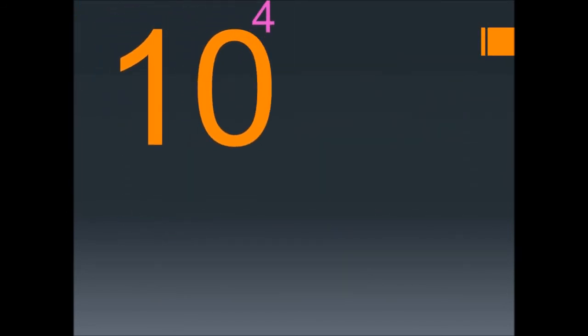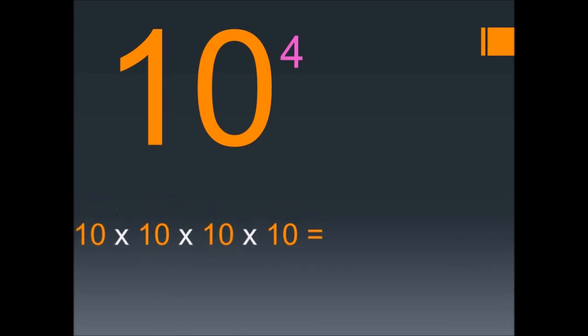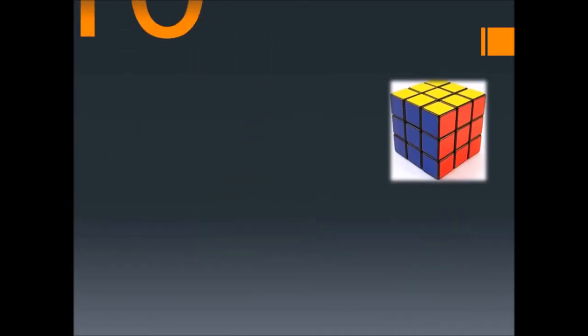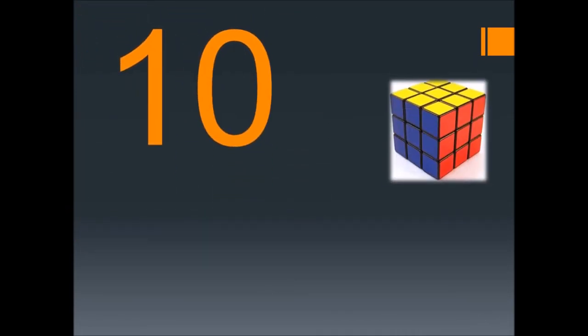Next example, 10 to the 4th power. 10 is your base, your exponent is 4, you're multiplying 10 4 times. We're back to cubed. Now we have 10 cubed, or 10 to the 3rd power. You're multiplying 10, a base of 10, 3 times.